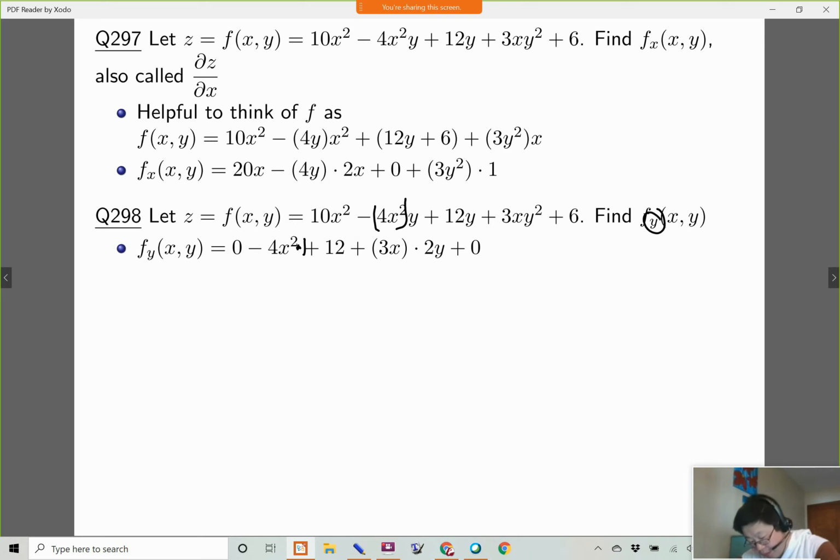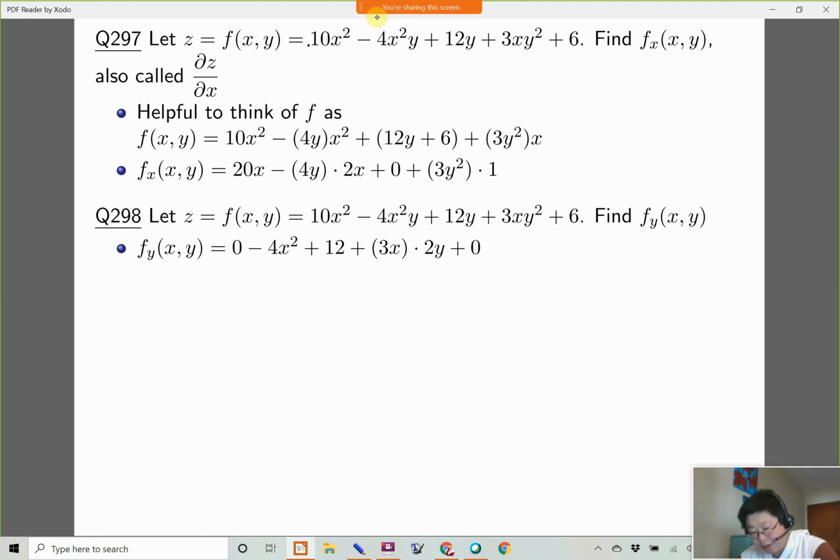The derivative of the variable y is 1. 12 times y, copy the 12. The derivative of y again is 1, so there's a times 1 here if you really want. 3x, remember x is a constant, so 3x is a constant. This is like the coefficient in front for the constant multiple property. Copy that constant 3x and then differentiate y squared. The derivative of y squared is 2y. 6 is definitely a constant, and its derivative is 0.